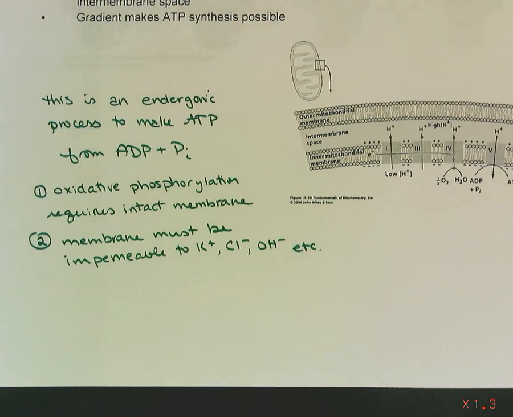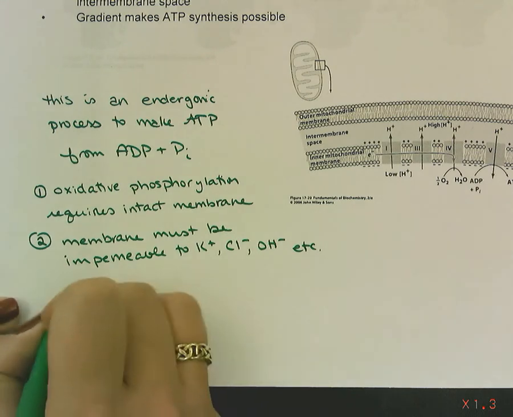Why do we need to have that membrane impermeable to other small charged molecules? It would affect the charge, right? If we were able to freely pass other charged molecules across the membrane, we wouldn't have a gradient anymore.